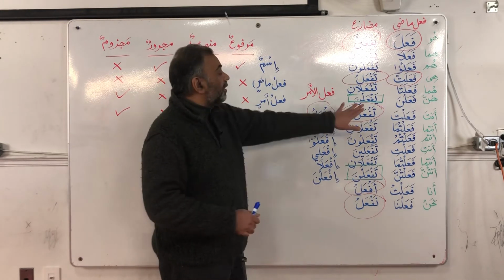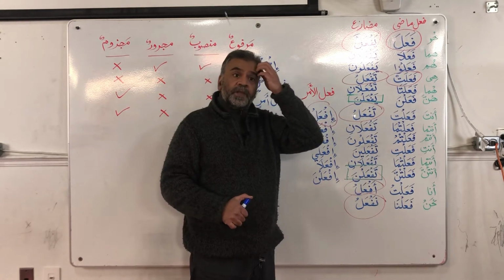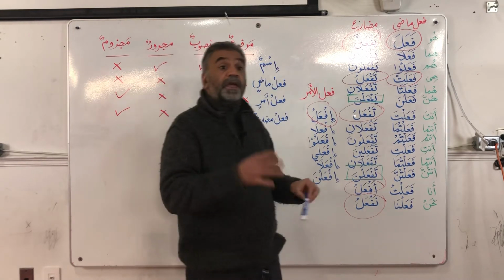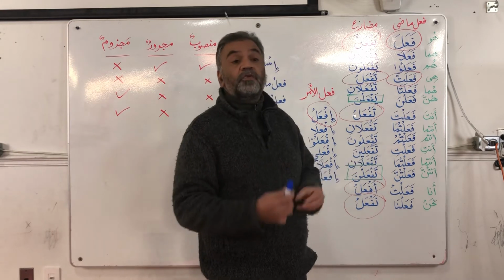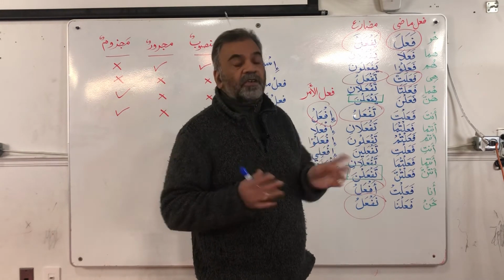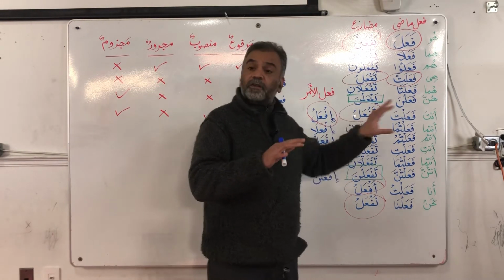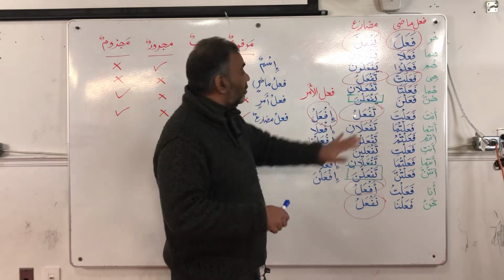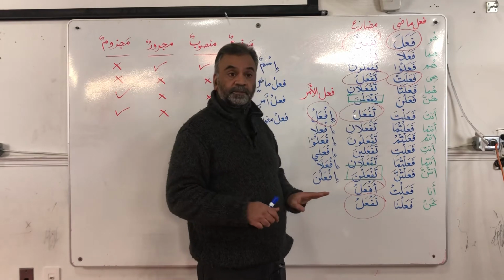We know that taf'alu, is it mudari? How do I know it's mudari? Ta. So if I want to make it amr, then what should I do? First I should remove the ta, because for taf'alu not to be in a marfu form, I have to remove the ta. So I remove the ta. Okay.